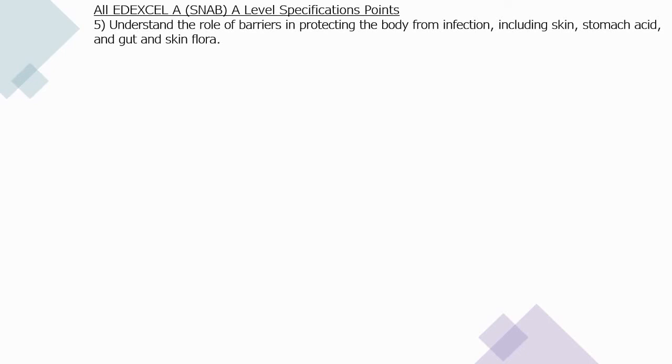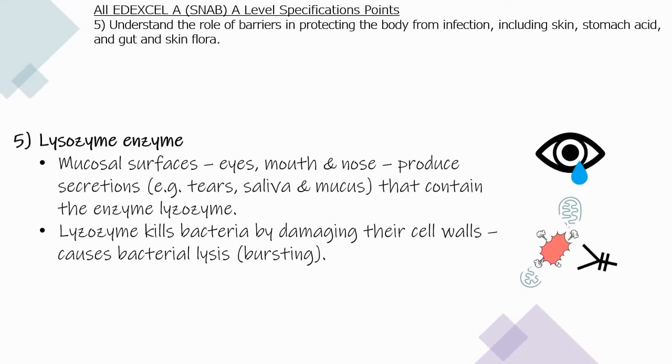Another barrier is lysozyme, and lysozyme is an enzyme found in lysosomes. This is released and it kills bacteria by damaging their cell walls and causing bacterial lysis, which is the bursting of bacteria. Lysozyme is found on mucosal surfaces, so in the eyes, mouth and nose, and also in tears and other secretions such as saliva and mucus.